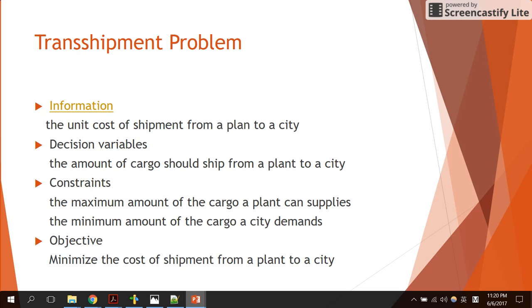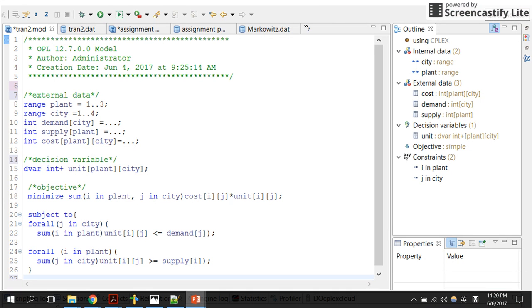Now let's see the model in CPLEX. First, we define the minimum demand of each city, the maximum supply of each plant, and the unit cost of shipment from plant i to city j. Then define the amount of product shipped from plant i to city j as the decision variable. The objective is to minimize the sum of ship ij times unit cost ij.